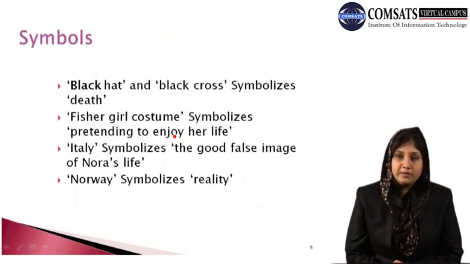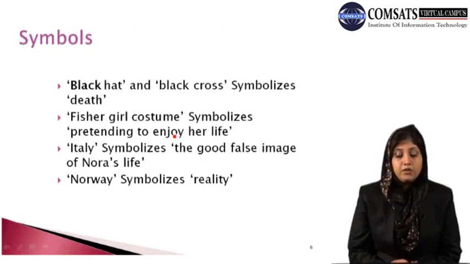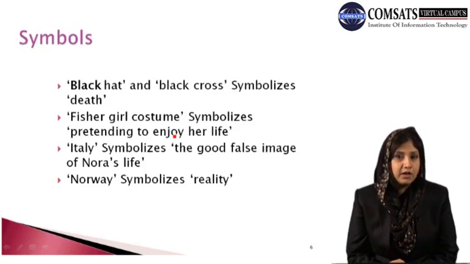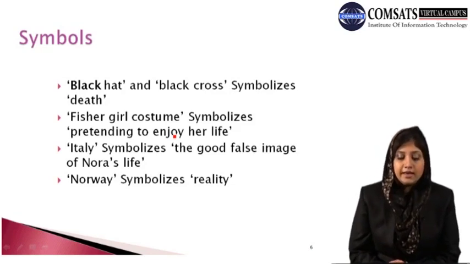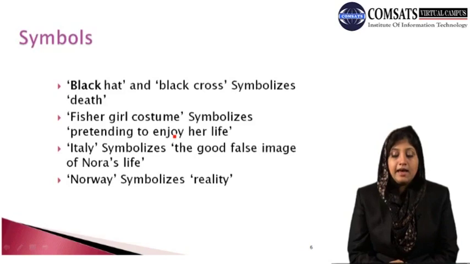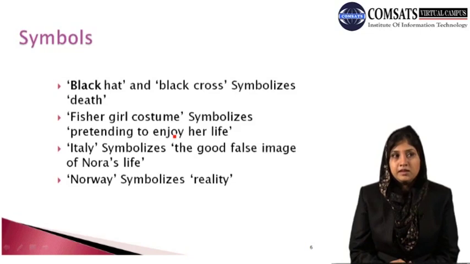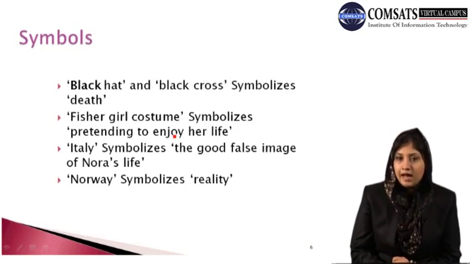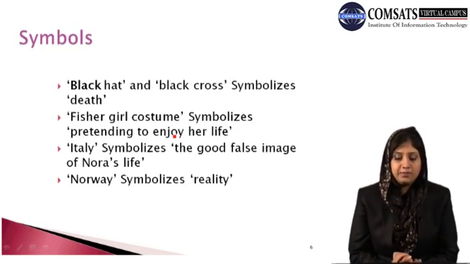Now, what kind of symbols does Ibsen make use of? He uses black color as a symbol. Now, this black color is used in the black hat and black cross, and both of these symbols are basically representing death, giving that sad impression, giving that slow impression, giving that ugly and dying impression of society.